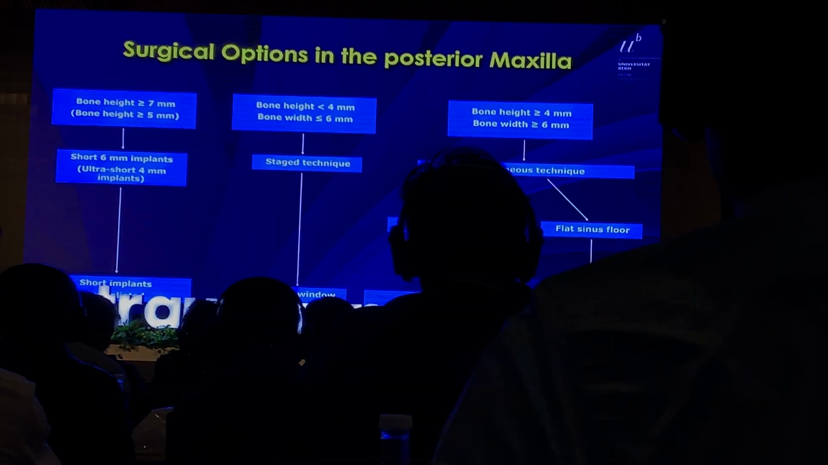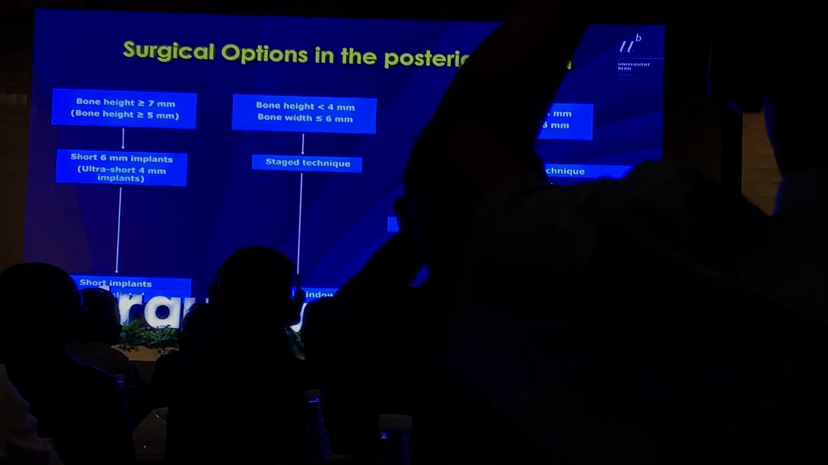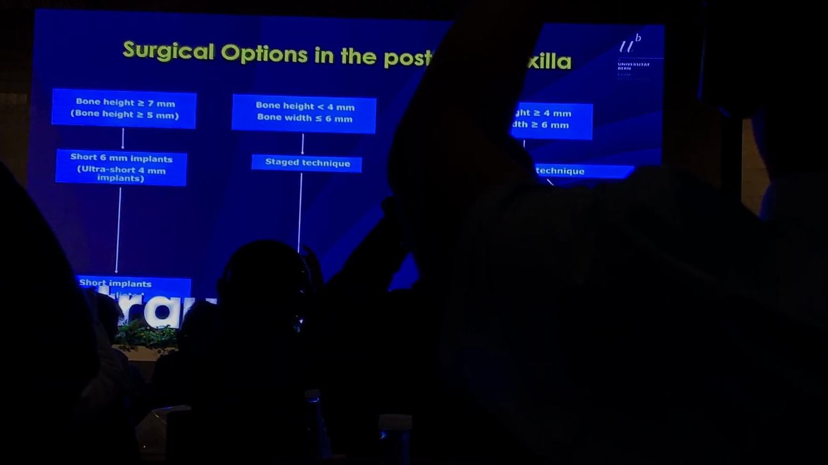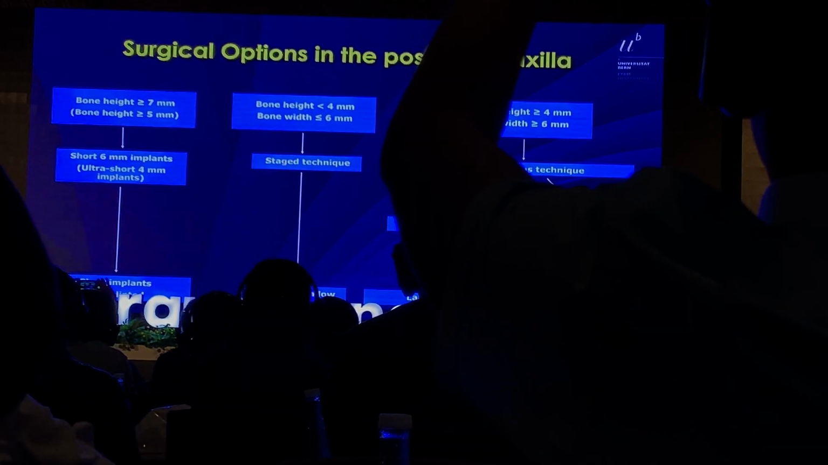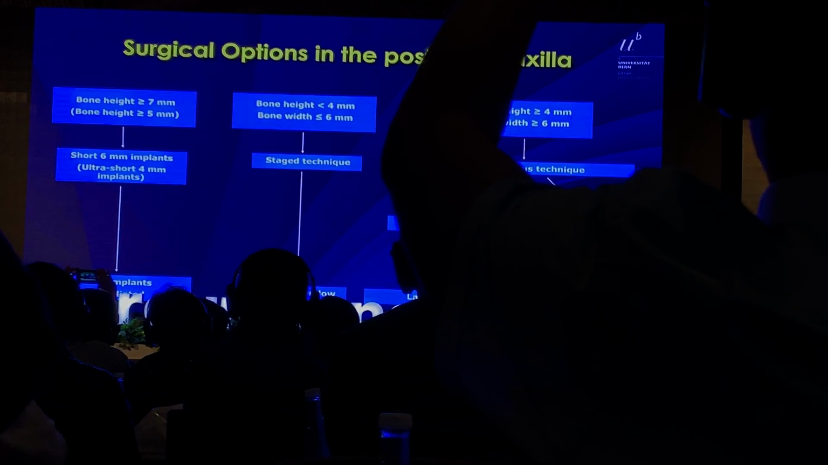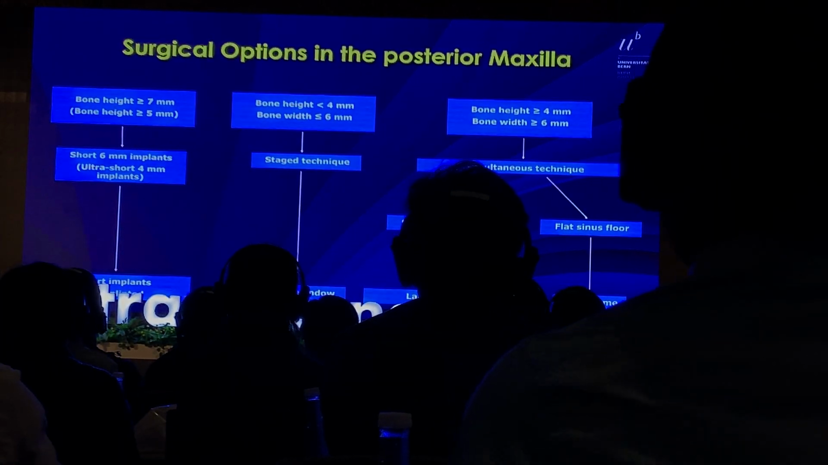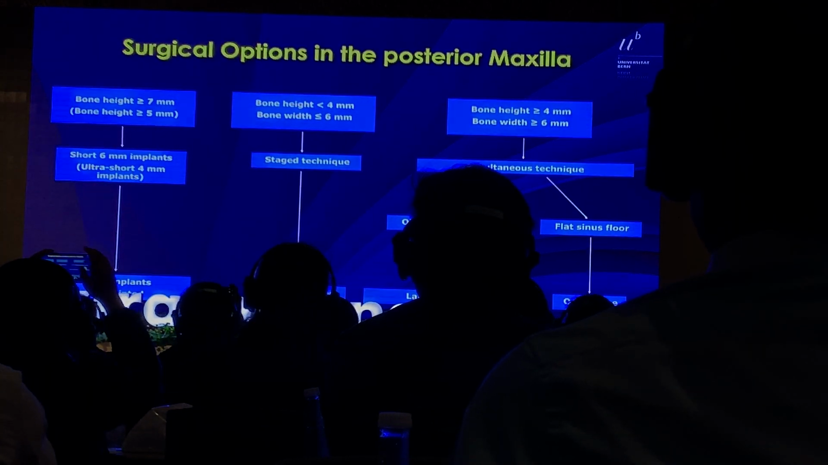So this is then the decision tree, how to select. It all relates to how much bone height is available at the implant site. Is it less than 4 millimeters, then you cannot place an ultra short implant. For an ultra short, you need at least 5 millimeters.